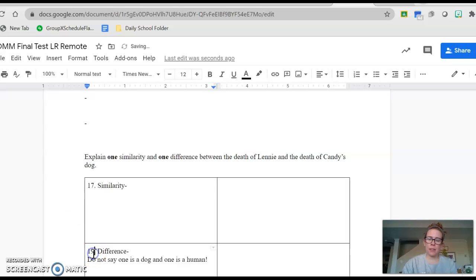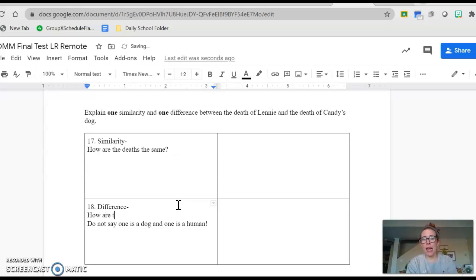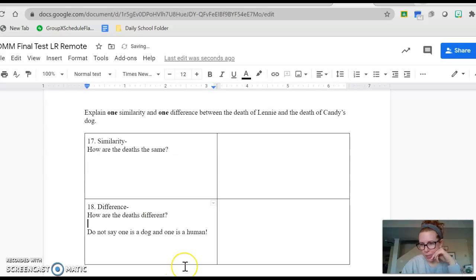Okay, now this, you'll need to write a little more. I don't care if it's complete sentences, but you'll need to explain one similarity and one difference between the death of Lenny and the death of Candy's dog. Okay? So, similarity, how are the deaths the same? And the difference is, how are the deaths different? And you cannot say that one is a dog and one is human. That's a bad answer. Okay, so put your answers in these boxes over here.